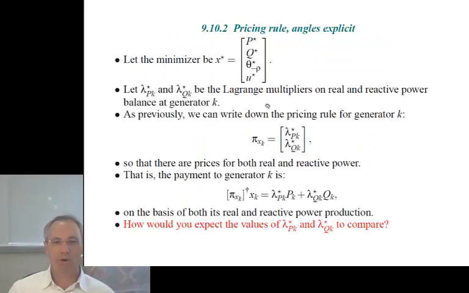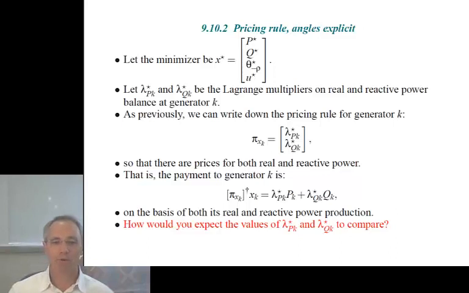So we can solve that problem in principle and find a minimizer of it, P star, Q star, theta star, minus rho, U star, and let lambda star PK, lambda star QK be the Lagrange multipliers on real and reactive power balance at generator K. As previously, we can write down the pricing rule for generator K. It's simply that a vector of prices should be given by the Lagrange multipliers on real power balance and on reactive power balance at bus K.